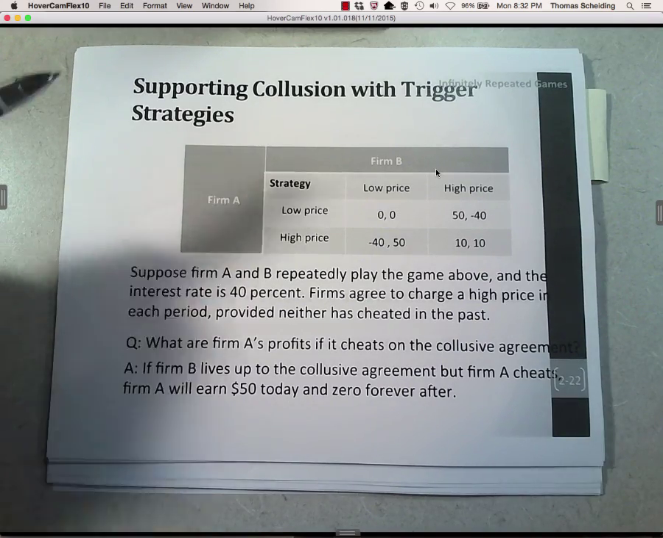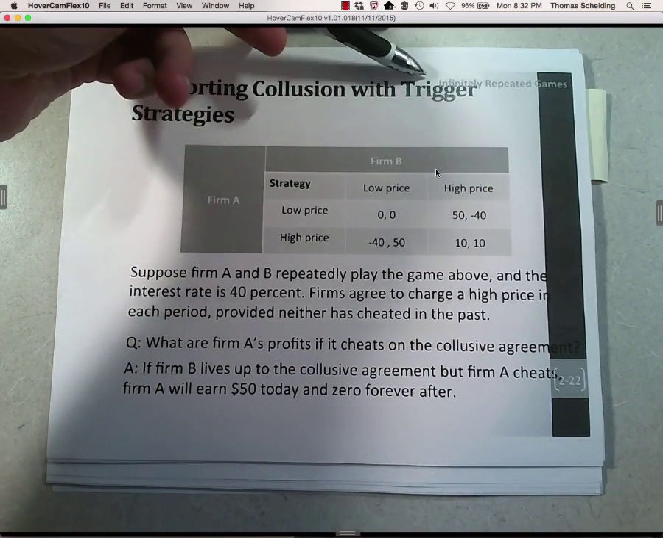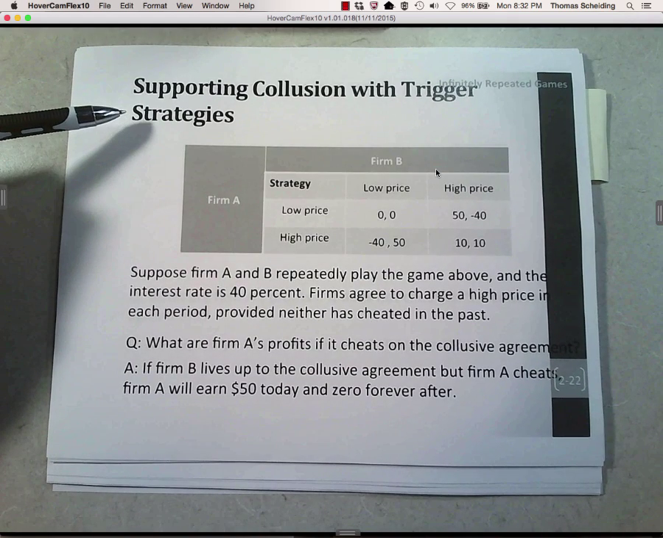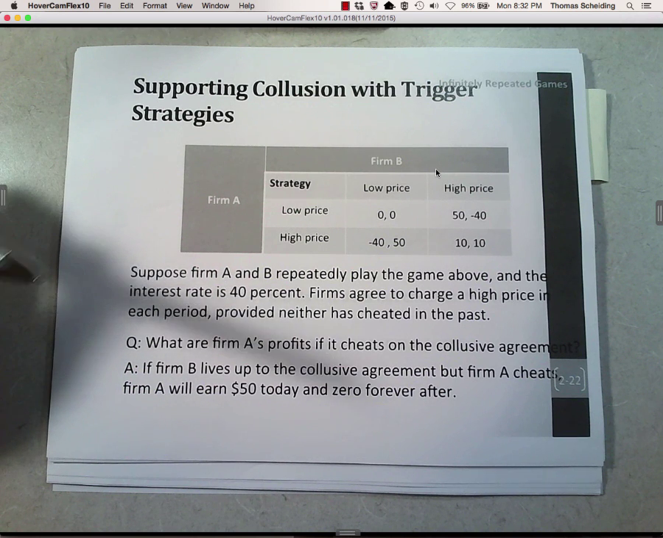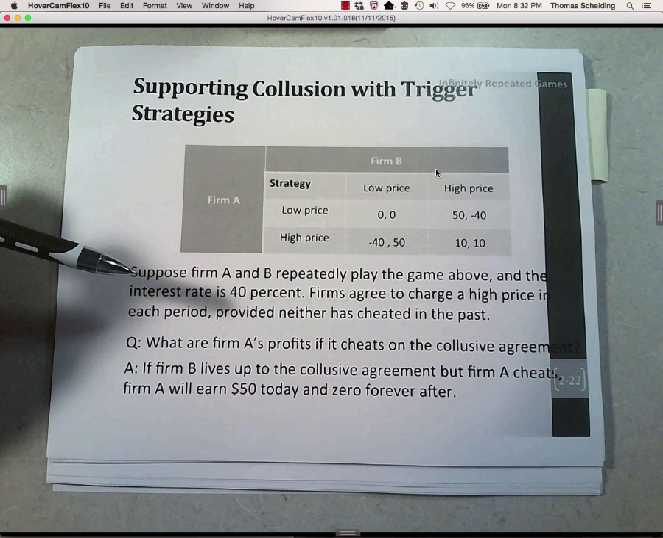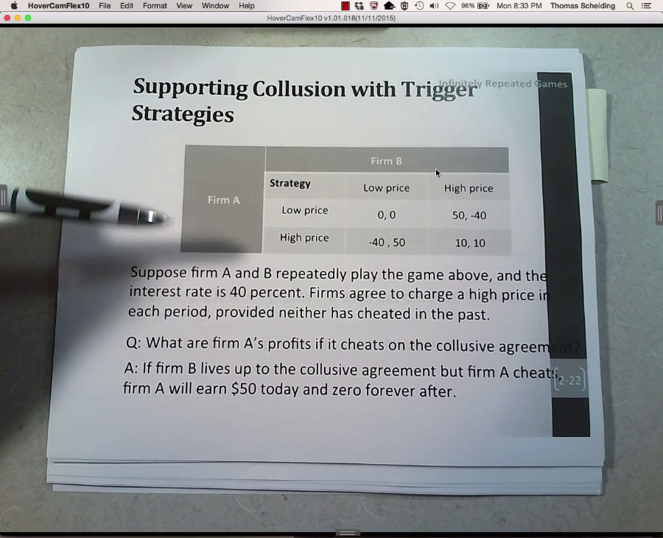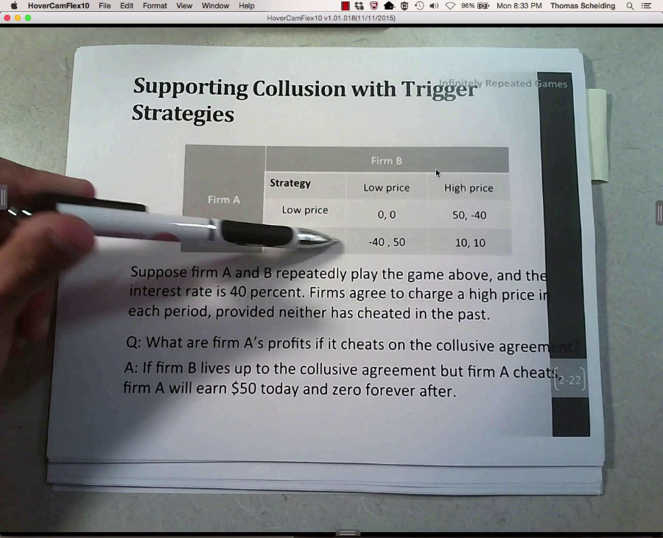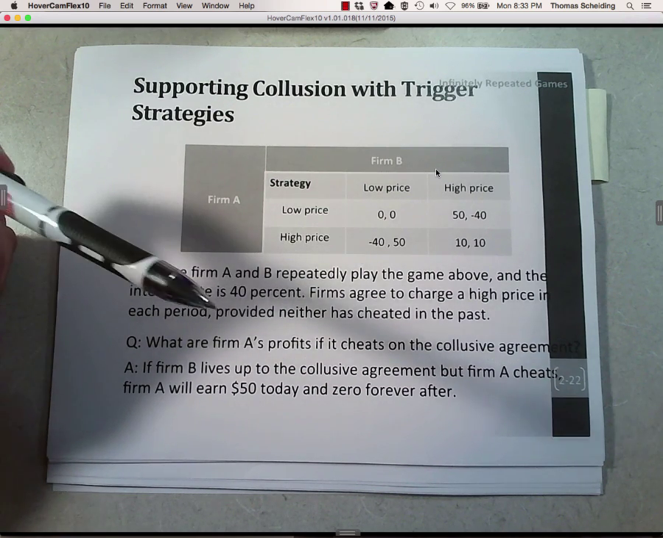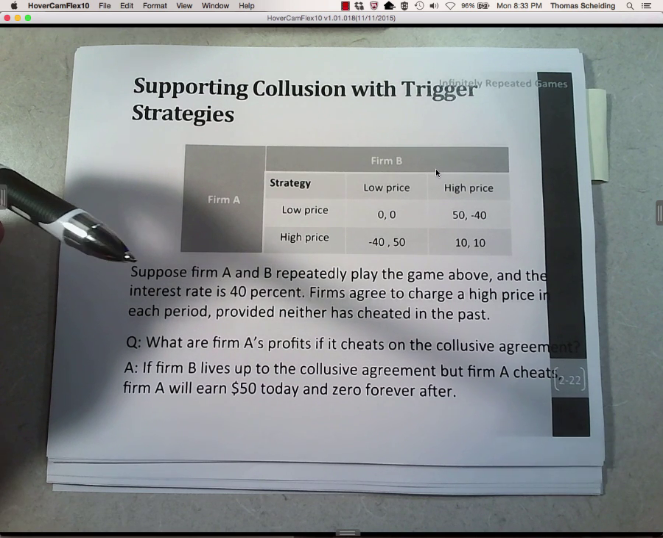So, in talking about this game that's played an infinite number of times with this trigger strategy, the example we have here is what would these firms decide to do if the game is being played multiple times. Here we're looking at interest rates being charged and them trying to decide what price they're going to charge. Are they going to charge a high price or a low price, and what's the payoff, or the profits, as a result of charging either a high interest rate or a low interest rate?